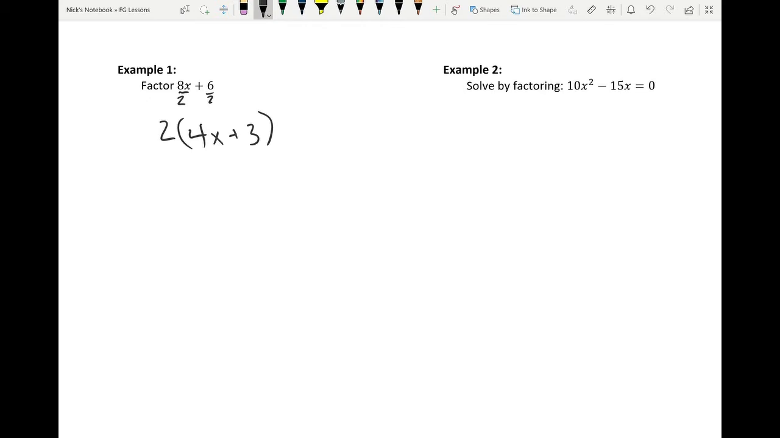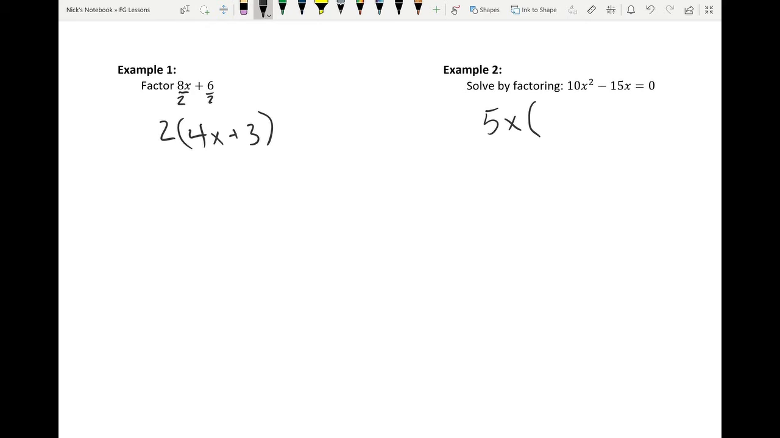Okay, let's take a look now at example number 2. This time we are going to solve. So let's take a look at 10x squared minus 15x set equal to 0. Well, 10x squared and 15x are both divisible by 5, so we can take a 5 out for sure. What else can we factor out? Well, that has an x squared, that has an x. We know that there's a minimum of one x between them, so we can factor that x out.